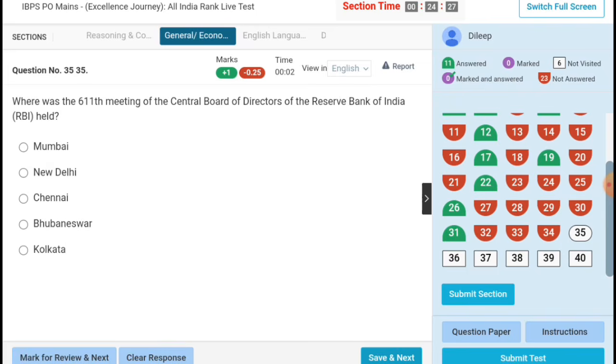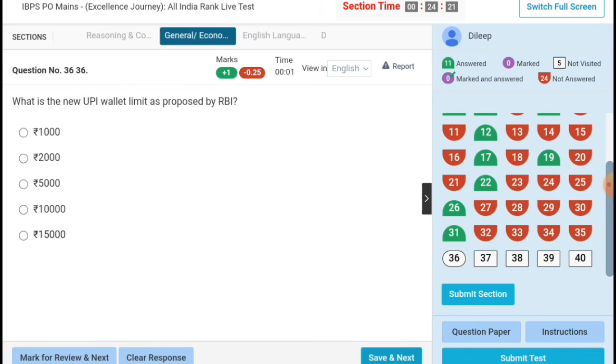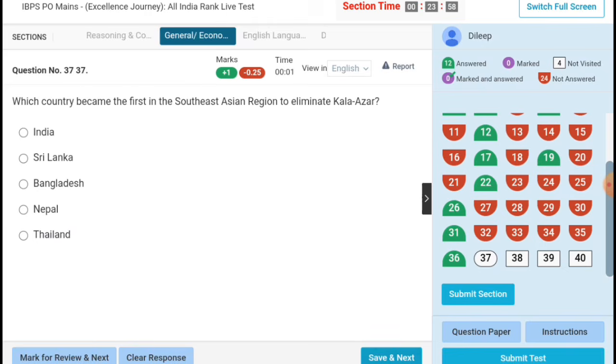Where is the central point of the Reserve Bank of India's 6-1 meeting held? So what is the new UPI wallet limit proposed by RBI? I think it is $10,000 at a time.